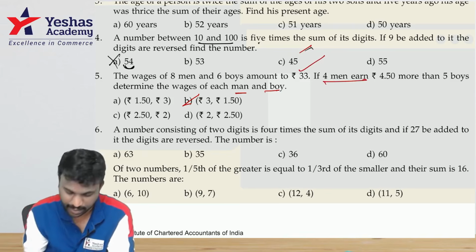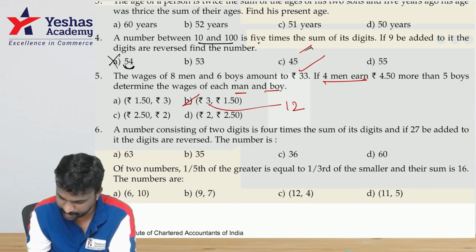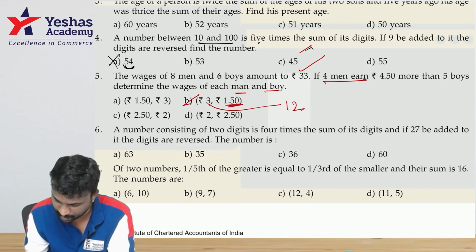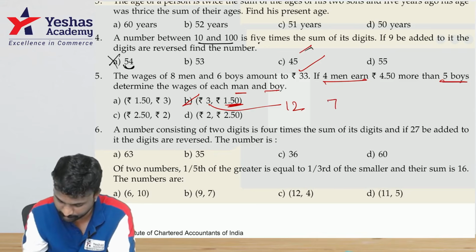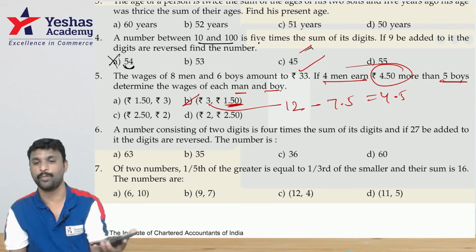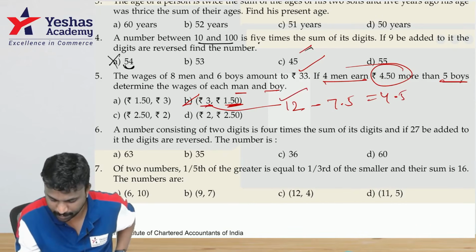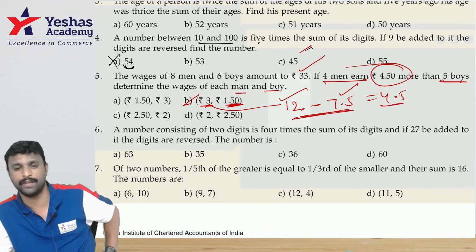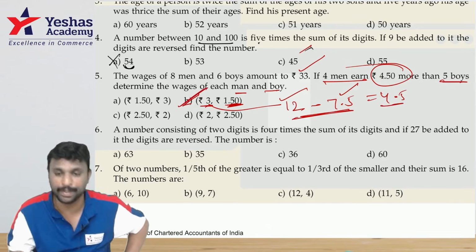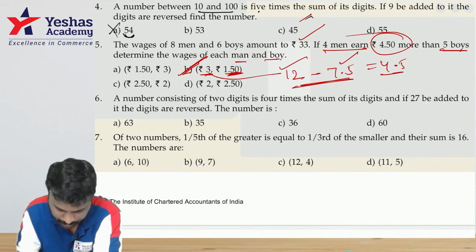If 4 men earn, guys, 3 into 4 is 12 rupees, and 5 boys, 5 into 1.5 is 7.5. The difference is how much, guys? 4.5. Definitely 4 men earn 4.5 rupees more than 5 boys. See, 4 men earn 12 rupees and 5 boys earn 7.5 rupees. Isn't it 4.5 rupees more? Definitely 4.5 rupees more. Therefore, option B is the right answer. Is it clear? Guys, moving on to the next question, question number 6.